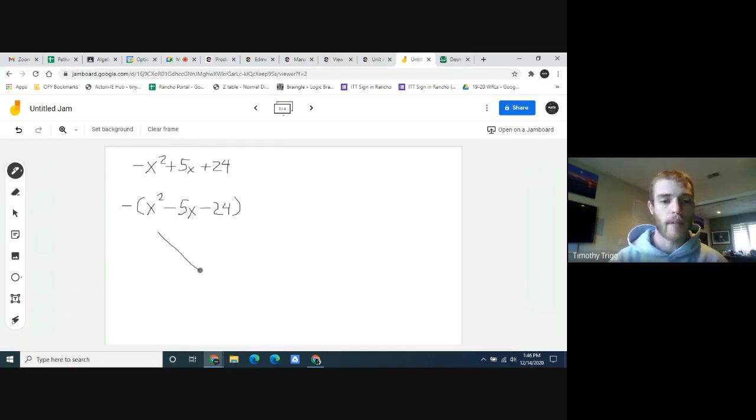Now, when we factor it, if you recall, we use this big X, and the constant term goes on top, and the middle term goes on bottom. So I'm looking for two numbers that multiply to give me -24, but add up to give me -5. Now, I know one of these is going to be positive and one of them is going to be negative. The way I know that is that they need to multiply to give me a negative, so they have to be different signs.